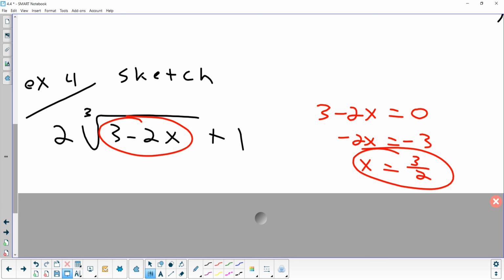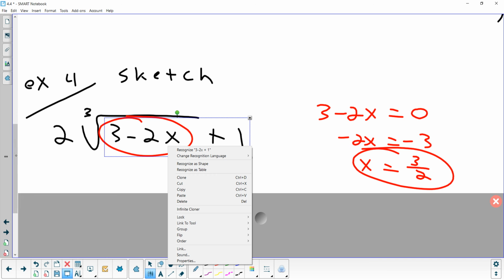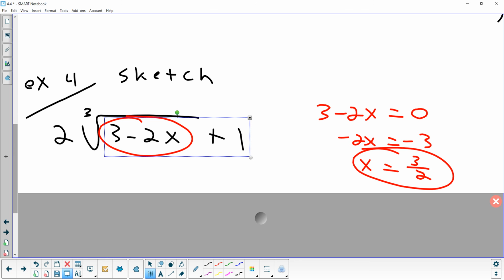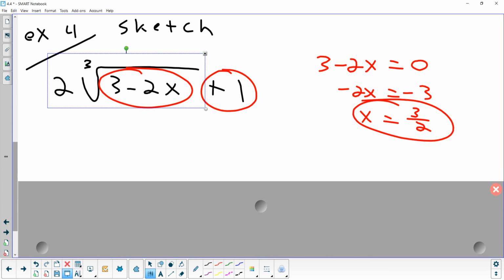3 over 2 is 1.5. What's 2 times 1.5? 3. What's 3 minus 3? What's the cube root of 0? Zero. Times 2, 0. So really, the only thing that ends up mattering, because this all comes out to 0, if you found the right number, is the plus 1. So your center point is 3/2, comma, 1.